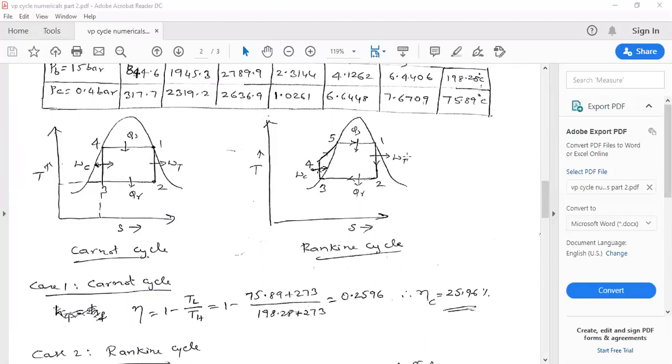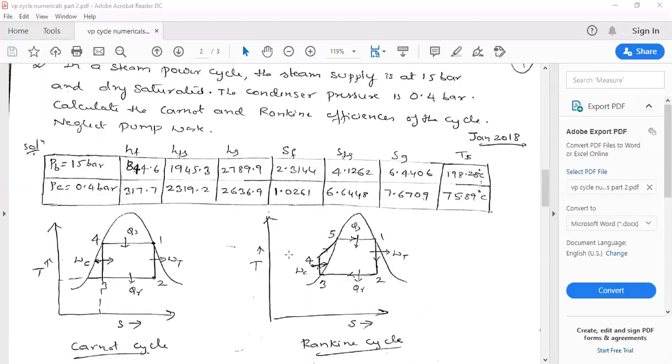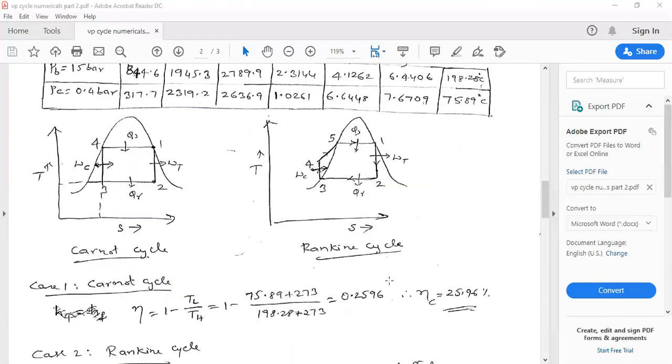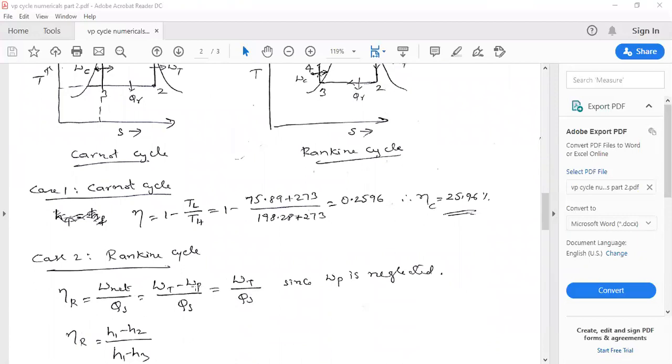Now, for the Rankine cycle, you cannot directly use any of the equations. You have to go by the traditional process of net work divided by heat supplied. So net work is turbine work minus pump work, and here he has given to neglect pump work. That means 3 to 4 is the pump work. If we neglect pump work, then 4 point should almost come to 3, right? So that means H4 will be equal to H3. So I'm neglecting pump work.